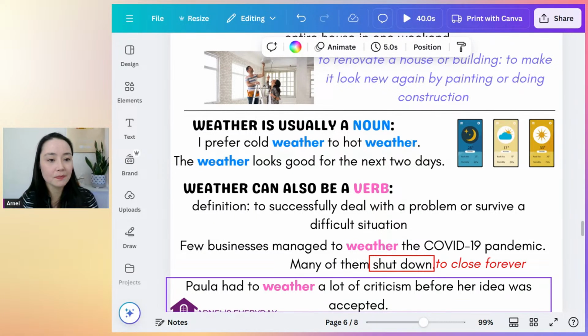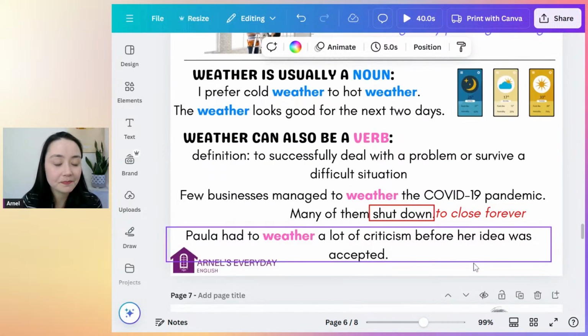Oh, I forgot one example. Paula had to weather a lot of criticism. She had to accept this. She had to survive this. Paula had to weather a lot of criticism before her idea was accepted. Okay, so weather is a verb. Remember, you survive something that's challenging.